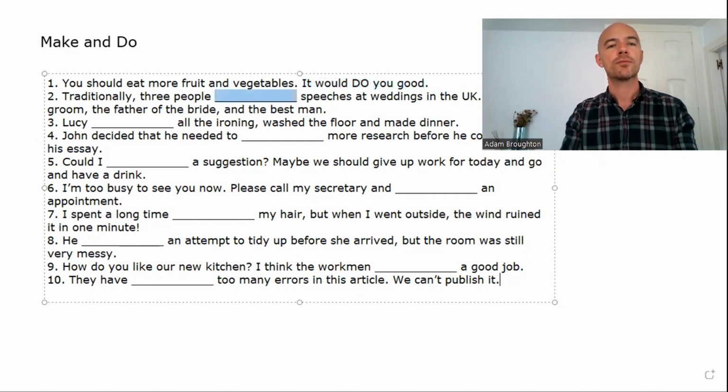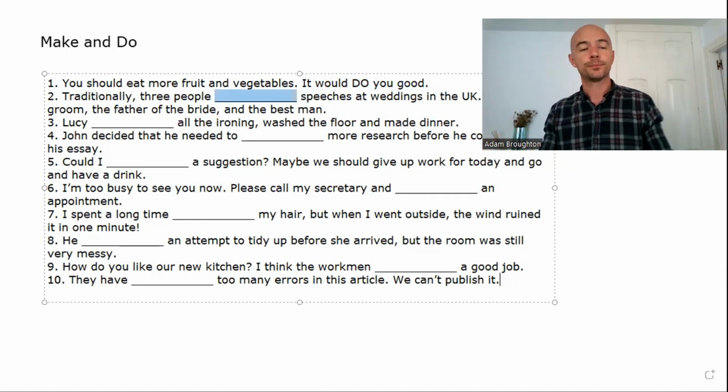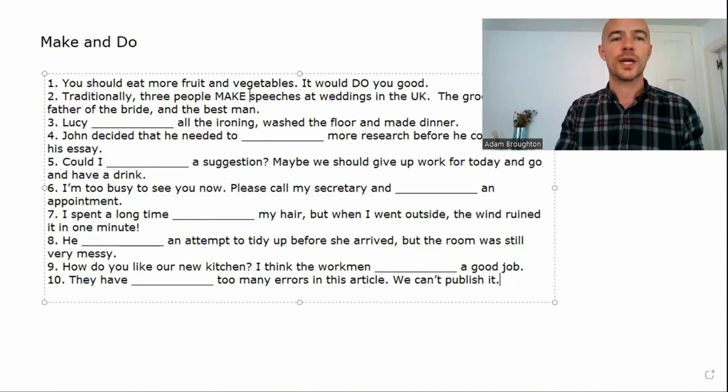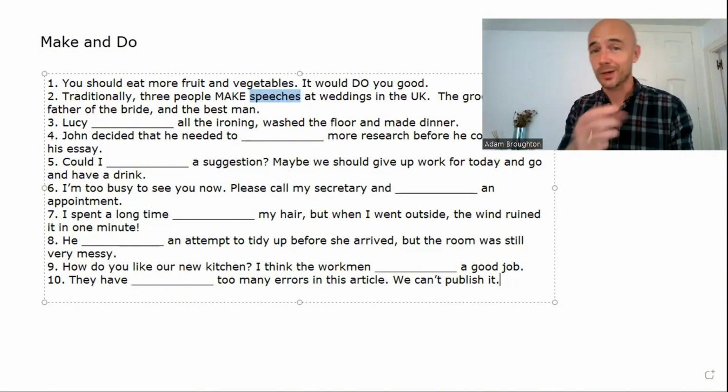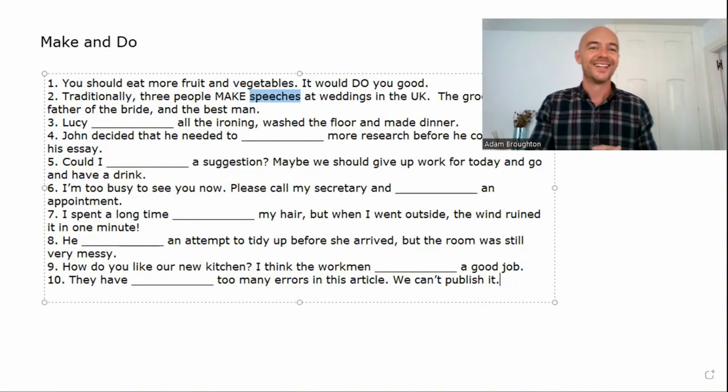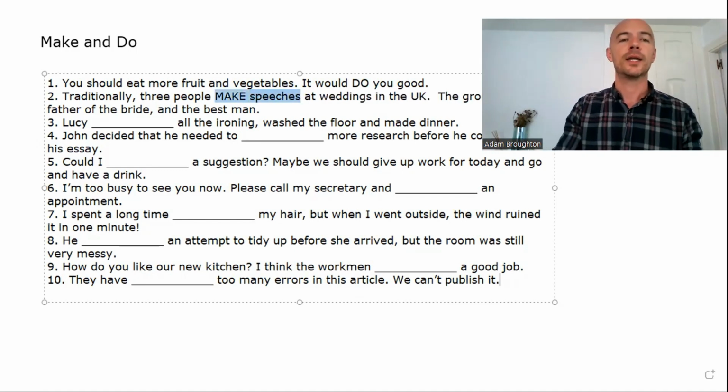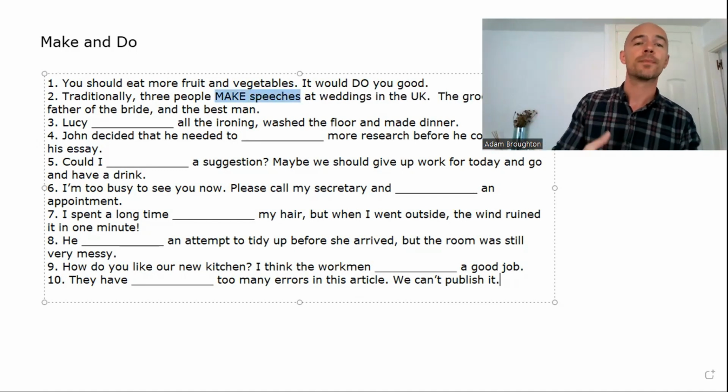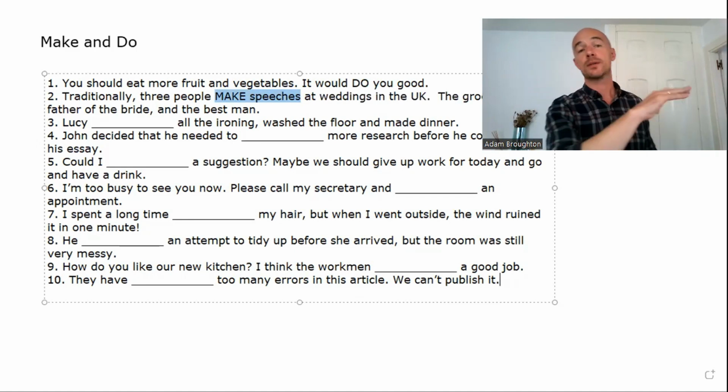Next one. Traditionally, three people make speeches at weddings in the UK. This one should be pretty simple. A speech is obviously related to speech because it's speech, you know, and you make a speech. So again, it's related to production of words, production of language. So it's make speeches.